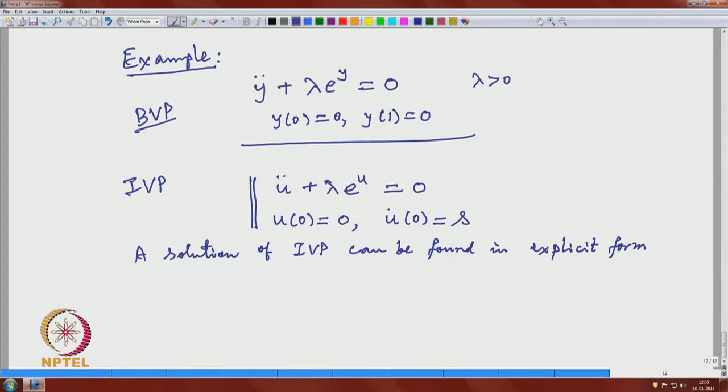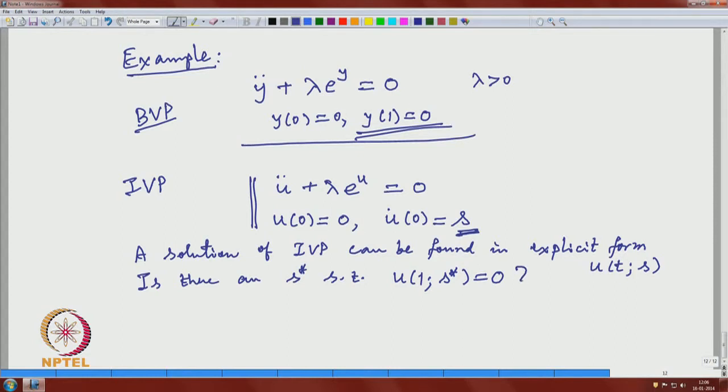So using that explicit form, obviously it contains this parameter s. So the next question is, you call this solution u(t, s). Is there an s star such that u(1, s star) is 0? Because that is the condition we want at t equal to 1. That is the question. If yes, then y(t) equal to u(t, s star) is a solution of the BVP.